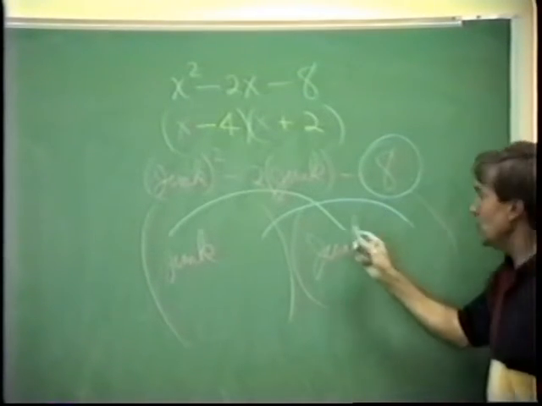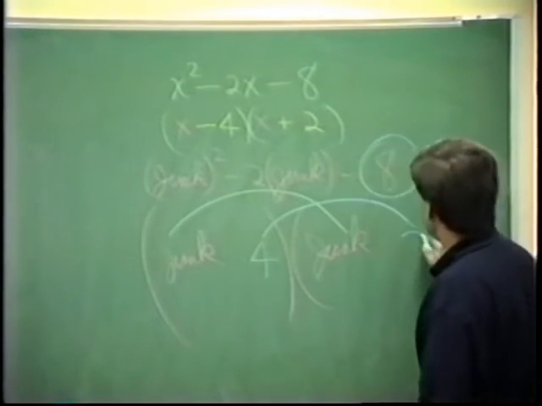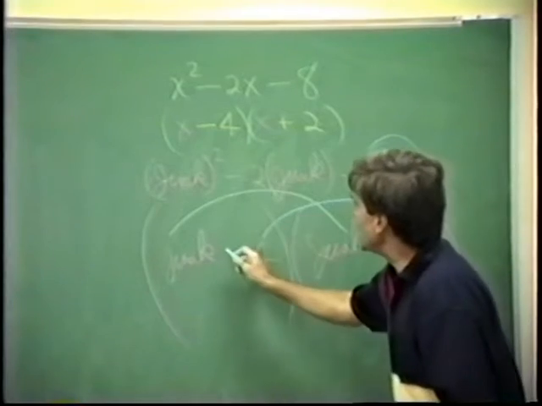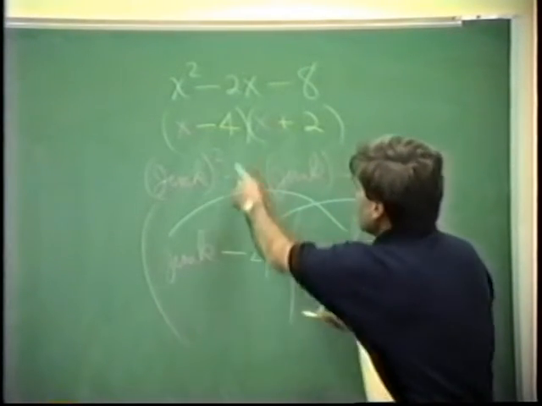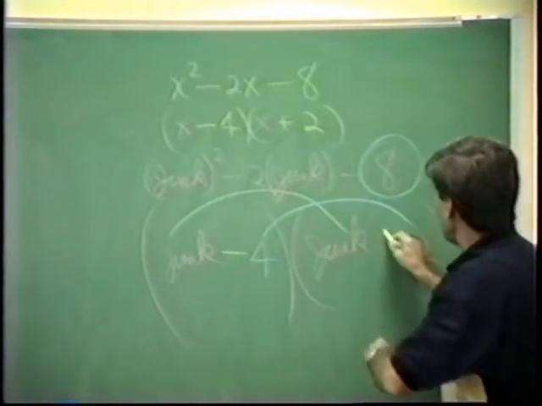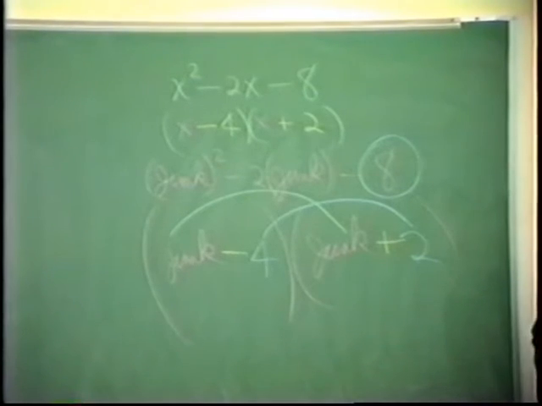4, 2, right? 4, 2. Make it a negative 4, just like I did up here. Negative 4 and a positive 2. Can you see that that's going to do it?